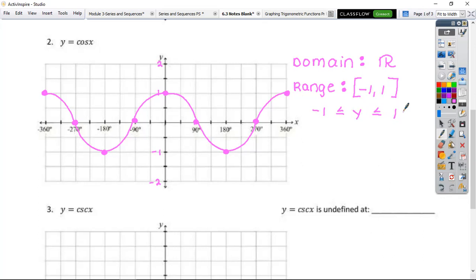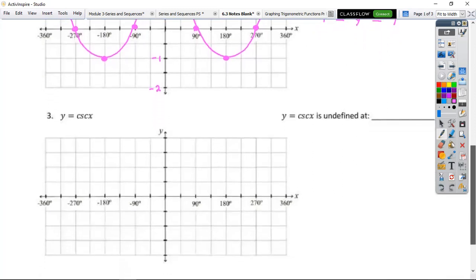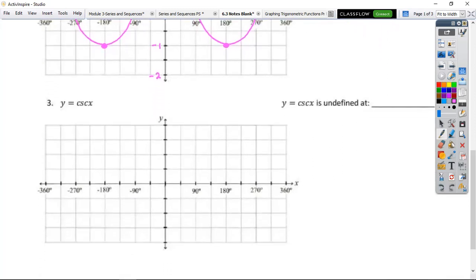Now, moving on to number 3. So here's where these are new today. You have y is equal to cosecant of x. What type of trig function is that called? A reciprocal. Good. So this is a reciprocal function. And what does cosecant go with? It's a reciprocal of, yep, perfect.